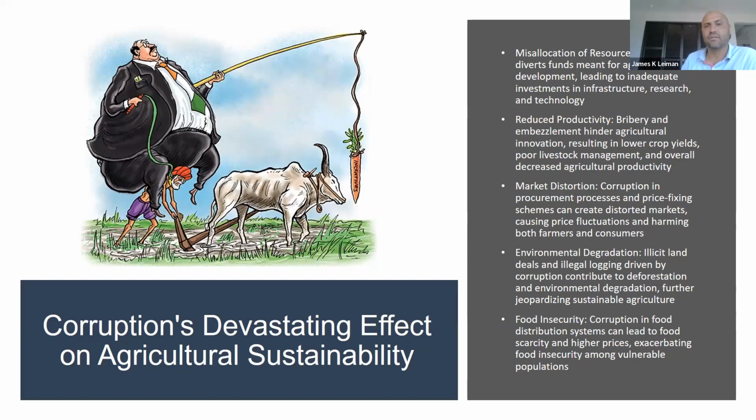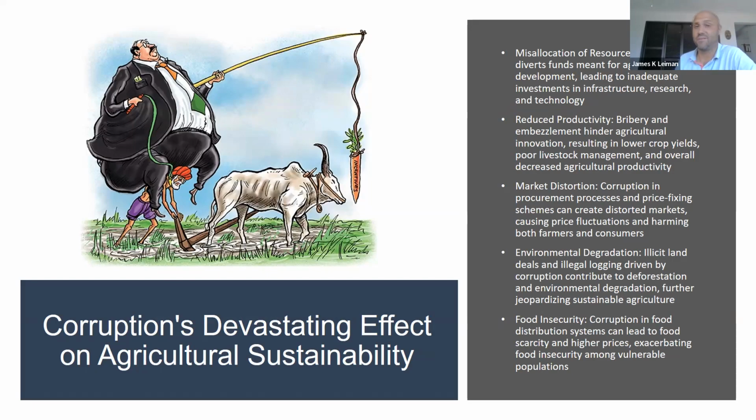As you can imagine, there are many issues associated with corruption. First and foremost, the misallocation of resources diverts funds from good agricultural practices, leading to inadequate investments in infrastructure, research, technology, and other innovation. It also reduces productivity because bribing and embezzlement hinder agricultural innovation, resulting in lower crop yields, poor livestock management, and overall decreased productivity.